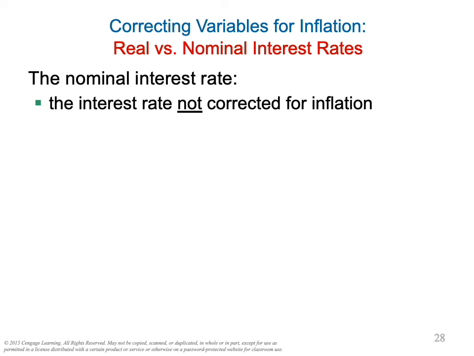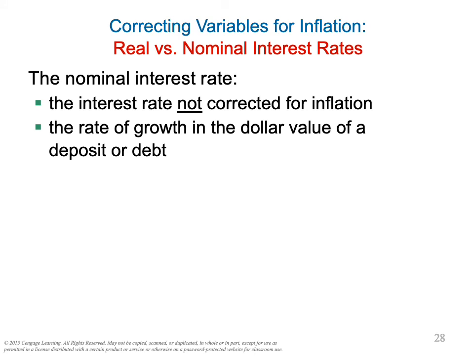So if you went and looked at a car loan or a loan on a house or anything like that, what you would be finding are nominal interest rates. And if I haven't mentioned it already, nominal interest rate is really a price. It's the price of borrowing money. And the nominal interest rate is the price or the cost of borrowing money without accounting for inflation, not corrected for inflation. And what it is, it's the rate of growth in the dollar value of a deposit or a debt, right? When someone loans money, they are paid interest. So the price of borrowing money.